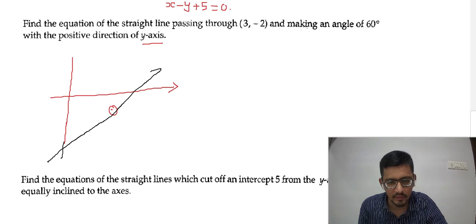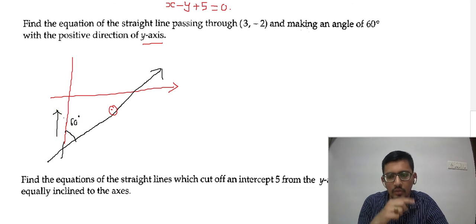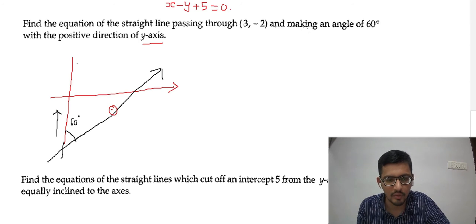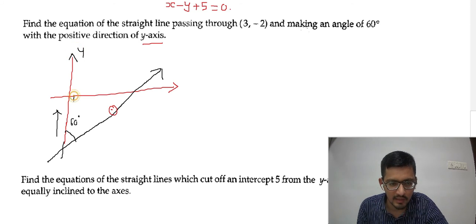See, so this angle, if I am taking 60 degrees, technically I am right, because you can see the positive direction means the direction towards up with respect to the y-axis. So very clearly we can understand this is the origin, this is 90 degrees, this is 60 degrees, so this will be 30 degrees. By vertically opposite angles, this also will be 30 degrees.